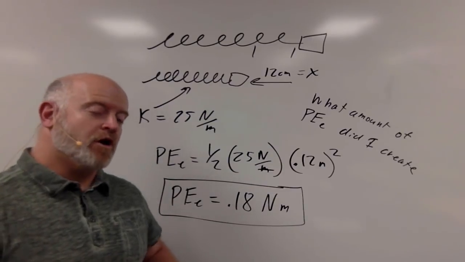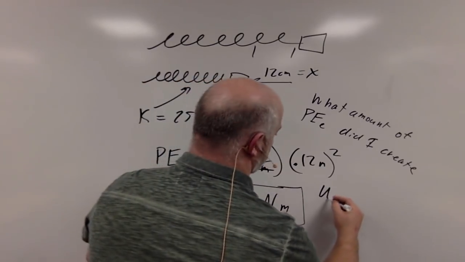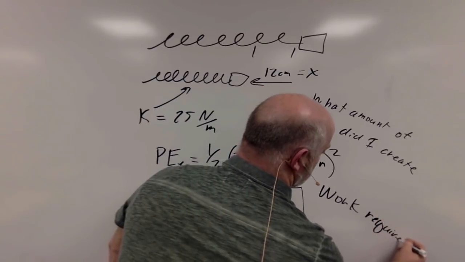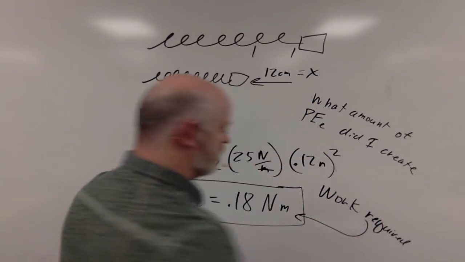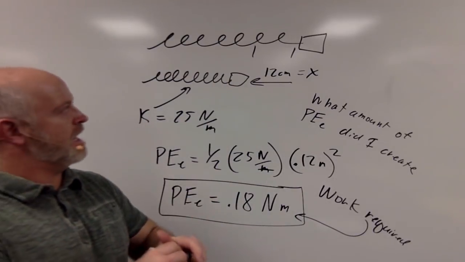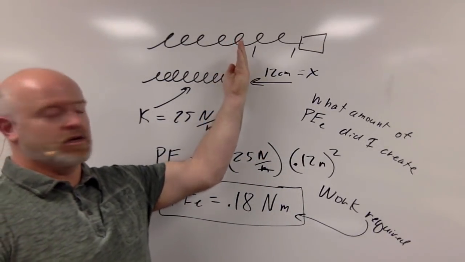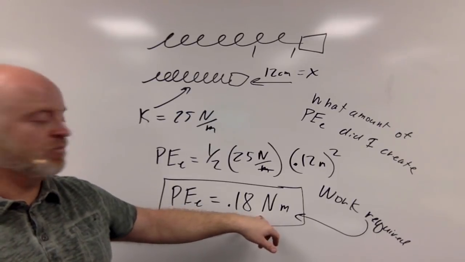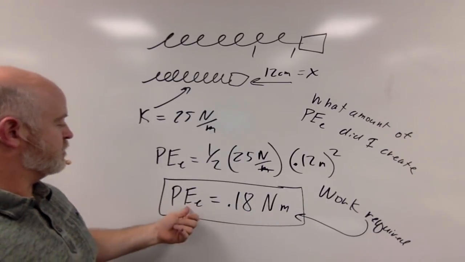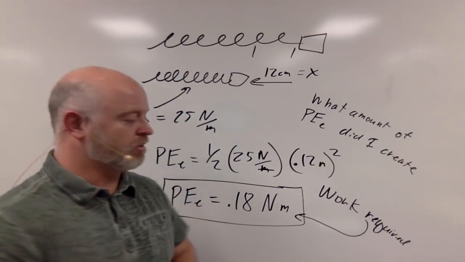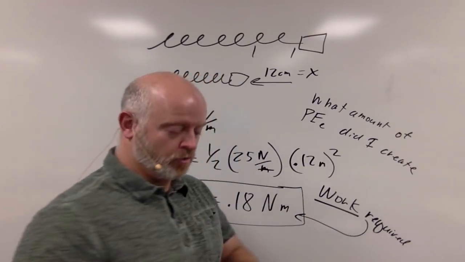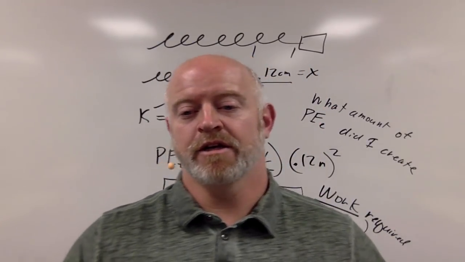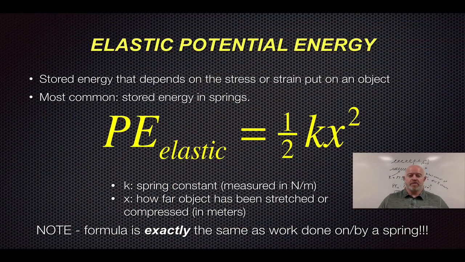Okay? Which also means the work required to do this. So if I actually took my hand and I pushed this in, the work that was required for me to actually make this happen would be 0.18 Newton meters, because the potential energy gained would also equal the work required. Go back to our work energy theorem from last unit, where the work put in, okay, is what we get out of it.